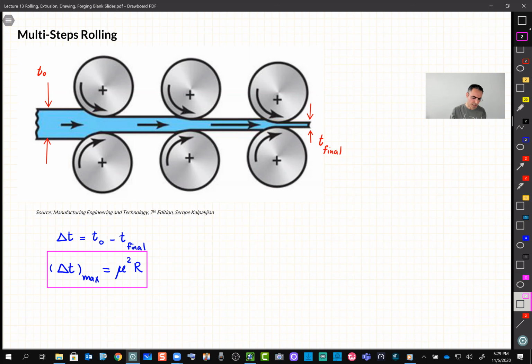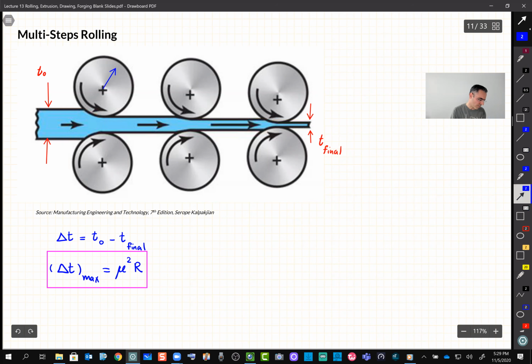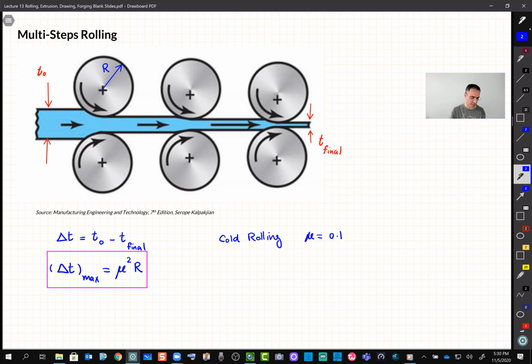And in this formula, R is the radius of the roller. So let me find this. This is R. And mu is the friction between the roller and the plate, which is not an easy job to find. Again, as a general rule of thumb, if it is cold rolling, you can use the value of mu 0.1. It's just for the initial estimation.